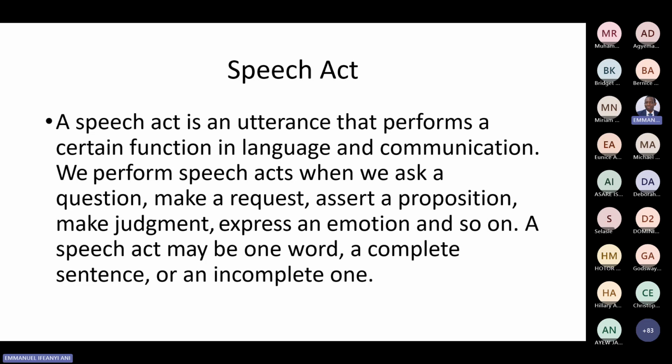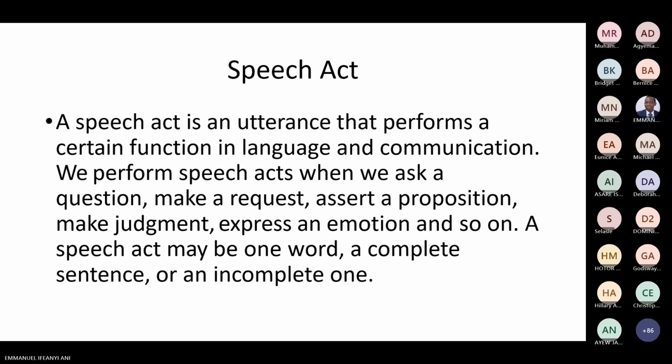You can see the speech act is an utterance that performs a certain function in language and communication. We perform speech acts when we ask a question, make a request, assert a proposition, make a judgment, express an emotion, and so on. And then a speech act may be one word, a complete sentence, or an incomplete one.